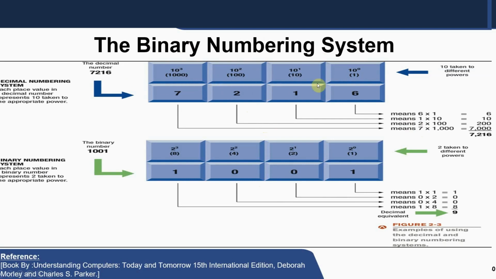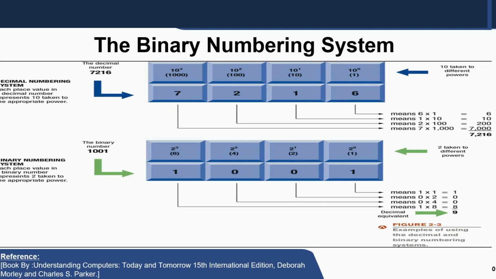So 10 to the power 0 represents the least significant bit, here 6. Then 10 to the power 1 is represented by 1. 10 to the power 2 is represented by 2, 10 to the power 3 represented by 7. Now, how can we get the same number? What we can do is multiply 7 with 1000, that is 10 to the power 3. Then we will add this number and add 2 multiplied by 100. 100 is equivalent to 10 to the power 2.